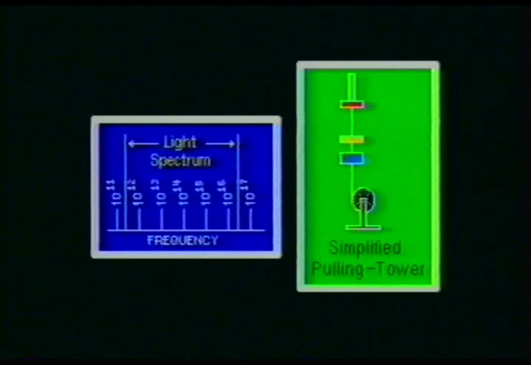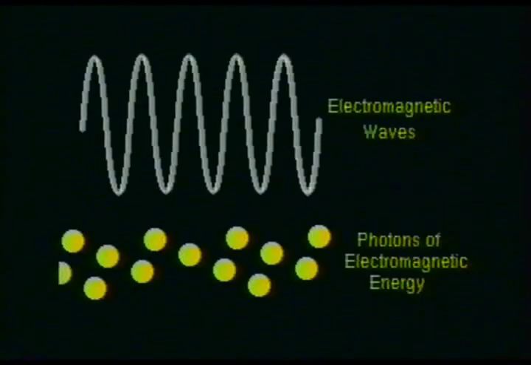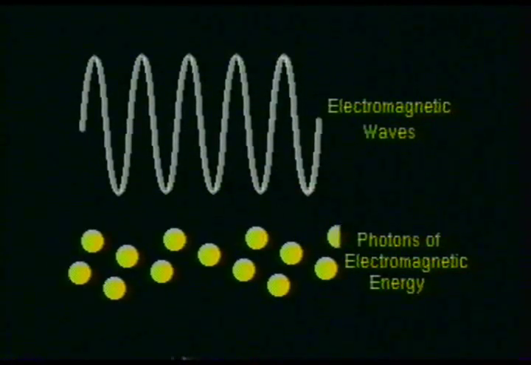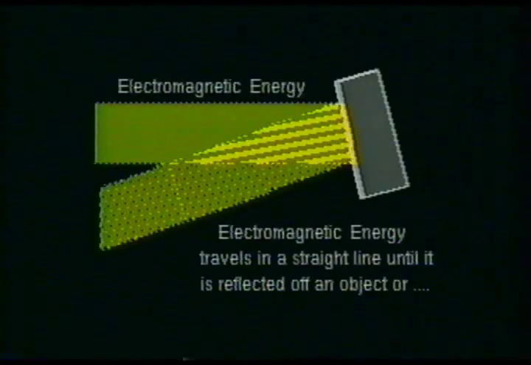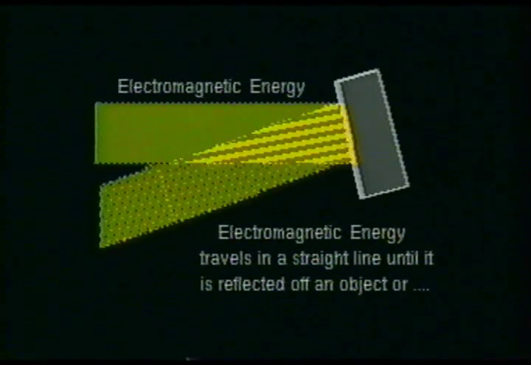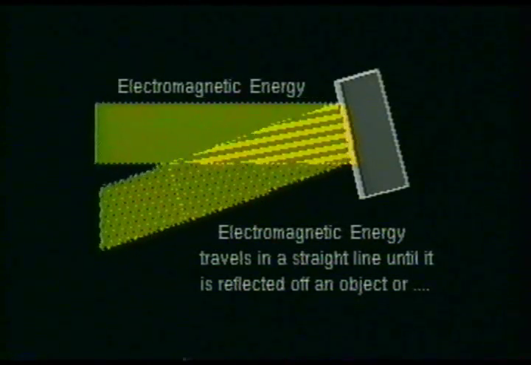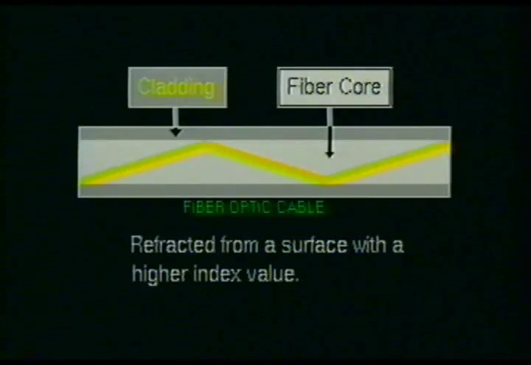In this portion of the video, you will examine the electromagnetic spectrum and learn how fiber optic cables are made. From a physical point of view, light can be considered as electromagnetic waves or as photons of electromagnetic energy. This light energy travels in a straight line until it is reflected off a surface or until it is refracted from a surface which has a higher index value.